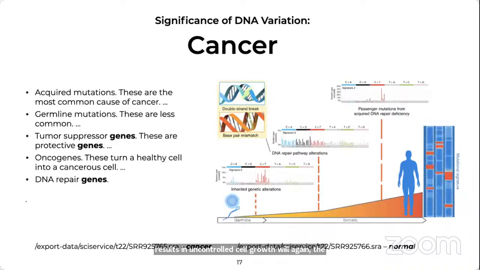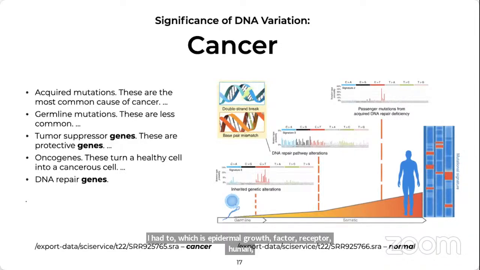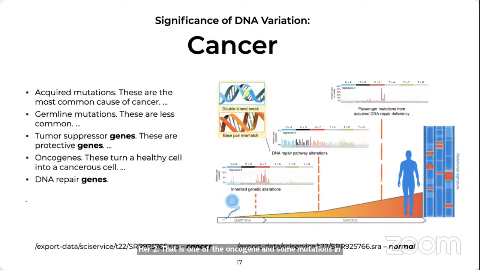We can find some examples of these oncogenes. HER2, human epidermal growth factor receptor 2, is one of the oncogenes, and some mutations in this gene will result in the receptor binding to a lot of growth factors and promoting abnormal growth of the cell. There is also another oncogene, EGFR, epidermal growth factor receptor, and this again will bind to many growth factor molecules and promote tumor progression and tumorigenesis in general.